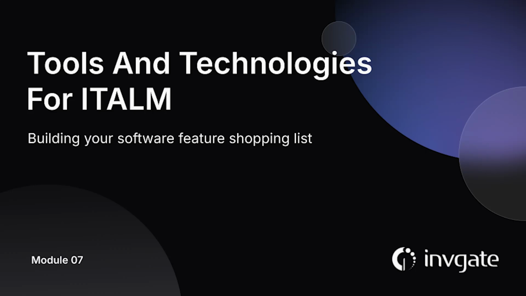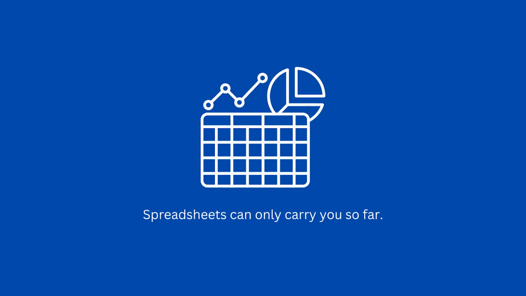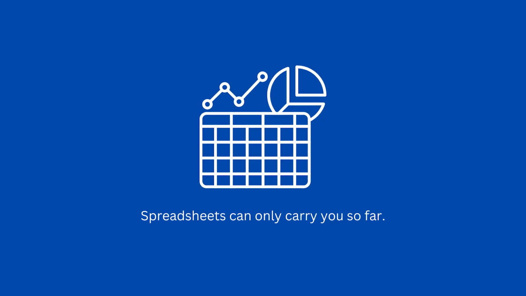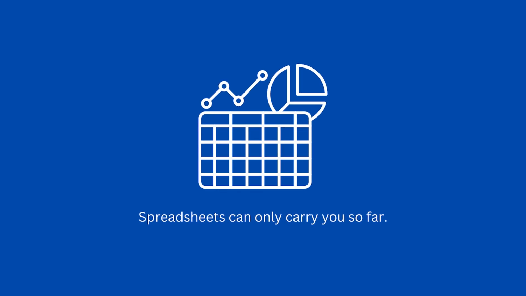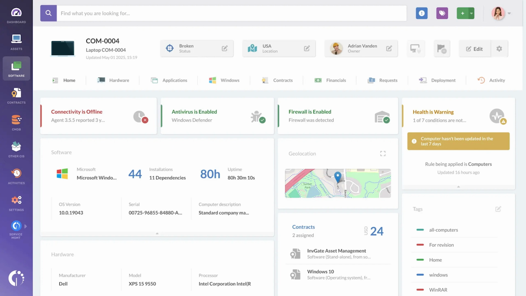By now, you've seen that IT asset lifecycle management isn't just a fancy way of saying we keep a list of computers. You need to have visibility, control, and confidence at every step of an asset's life. And as we've established, spreadsheets and piecemeal systems can only carry you so far. At first, a shared Excel file feels manageable, but then your environment grows. And that's the moment most organizations realize they need a dedicated IT asset management platform.